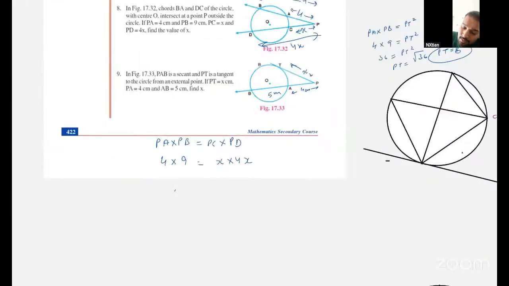So it will become 36 is equal to 4x square. This will go that side, it will divide like this. So 9 is equal to x square. x is equal to root of 9, which is 3. This is the answer.